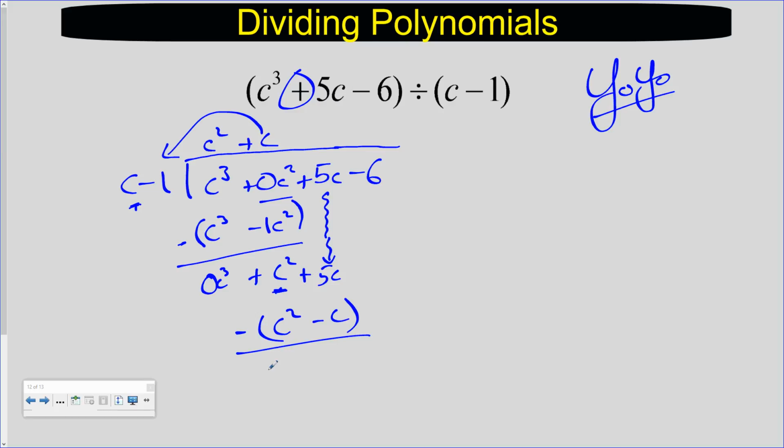C squared minus c squared still 0. I'll write it just in case. 5c minus negative c is 5 plus c. That's a positive 6c. We're back over here. What would I have to multiply c by to get 6c? I'd have to multiply by 6, multiply it back through. 6 times c is 6c. We're going to bring this guy all the way down here now. It's a minus 6.